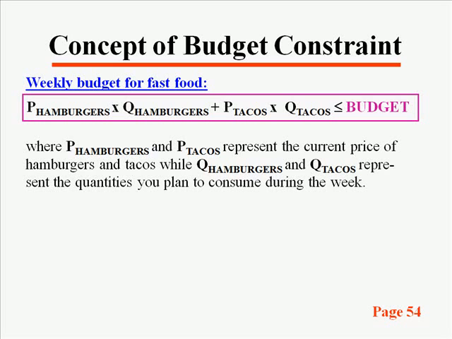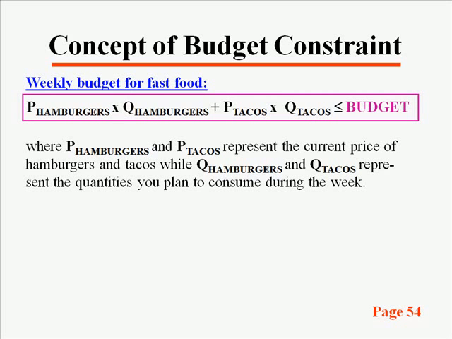For the concept of a budget constraint, we're looking at the price of one product multiplied by the quantity of that product, so how many can we get, plus the price of another product multiplied by the quantity of that product. Again, for our purposes in the lecture and the book, they're using hamburgers and tacos. So we have the price of hamburgers times the quantity of hamburgers plus the price of tacos times the quantity of tacos, and it has to be less than or equal to our budget.